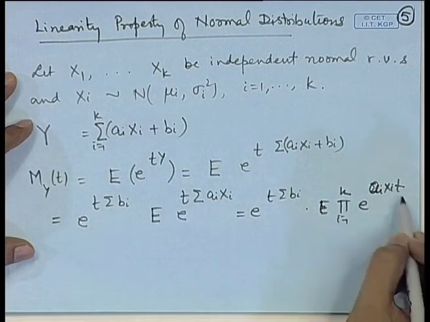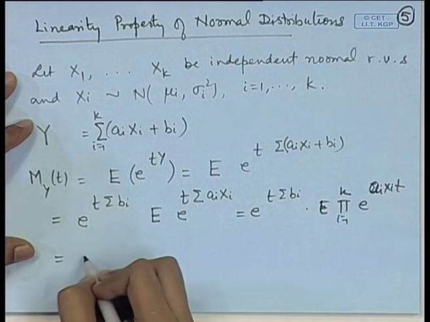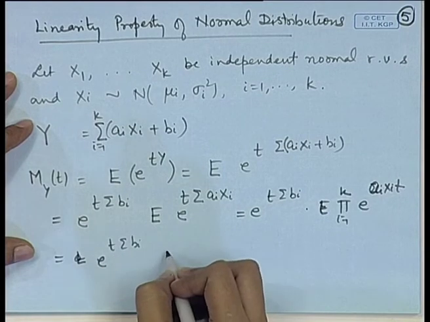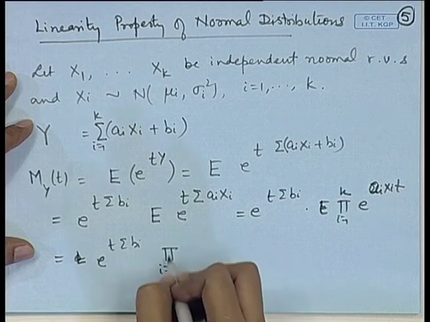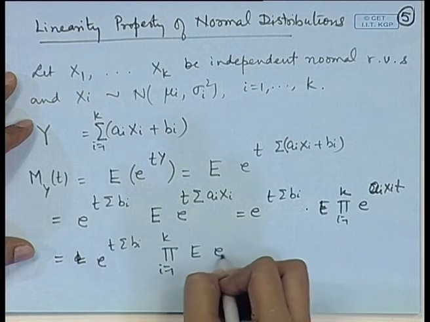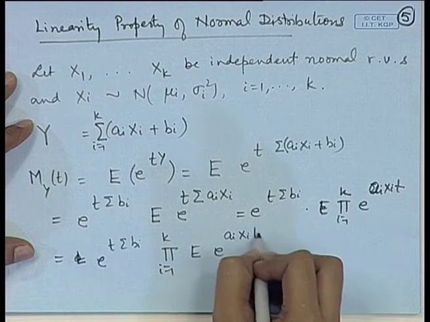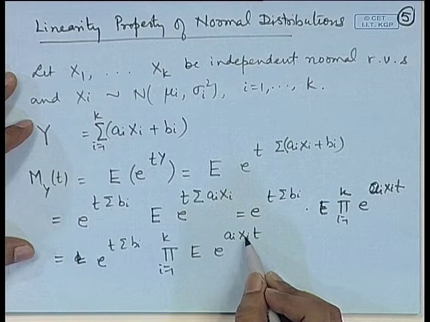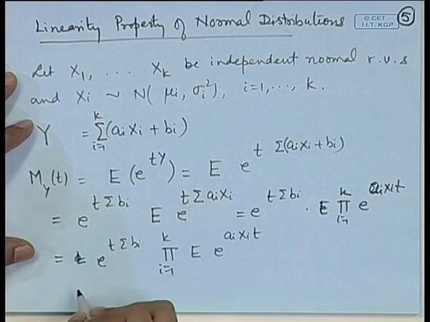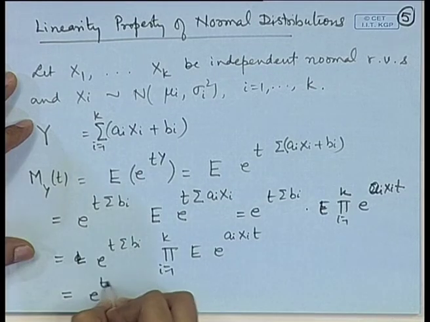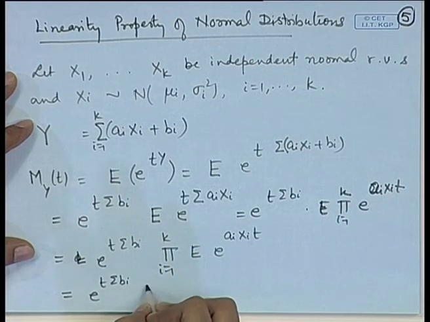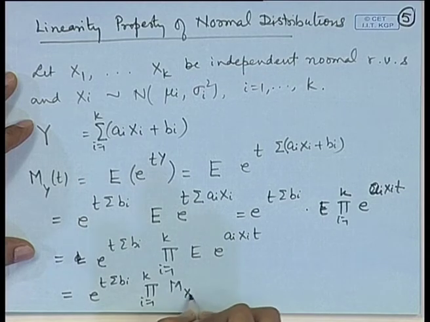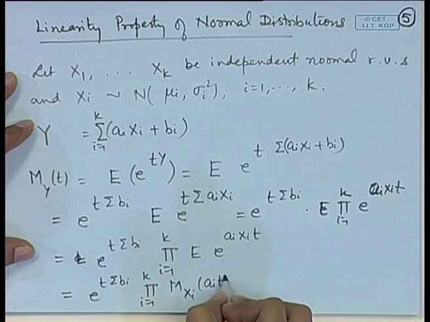Now, here the X_i's are independent variables. Therefore, this term is simply e to the power t sigma b_i, times the product for i equal to 1 to k of the expectation of e to the power a_i X_i t. Now, this is nothing but the moment generating function of the random variable X_i at the point a_i. So, e to the power t sigma b_i times the product for i equal to 1 to k of the moment generating function of X_i at a_i t.